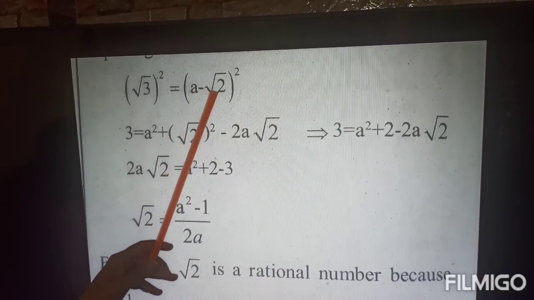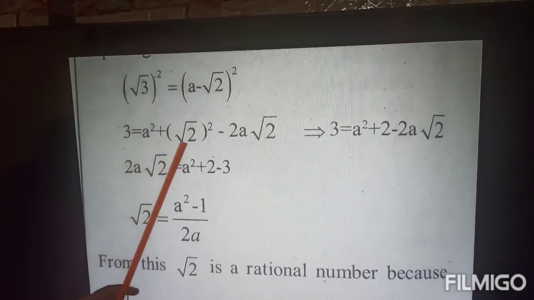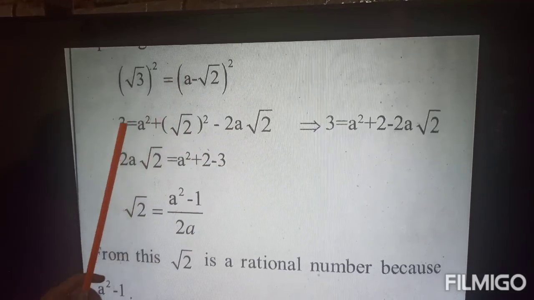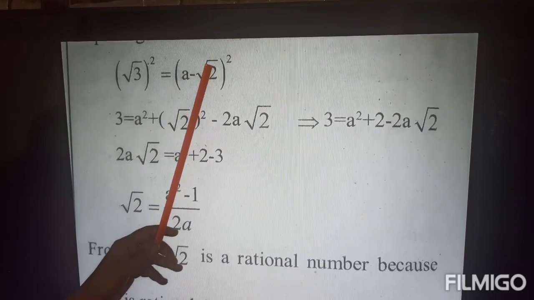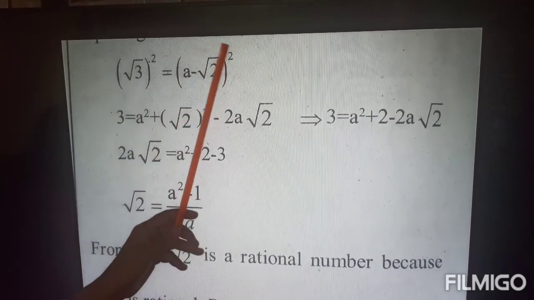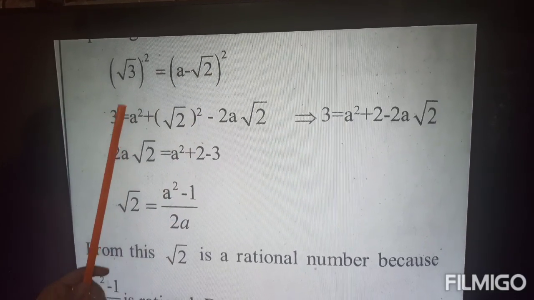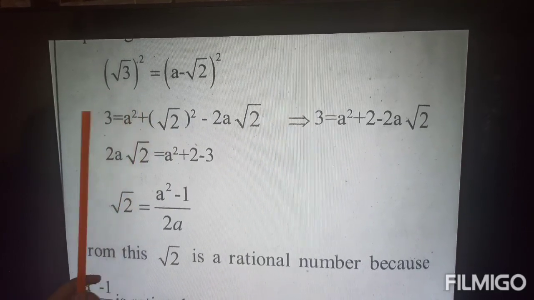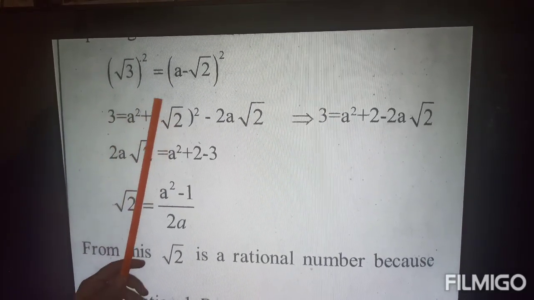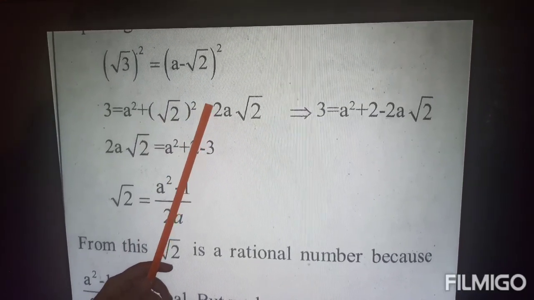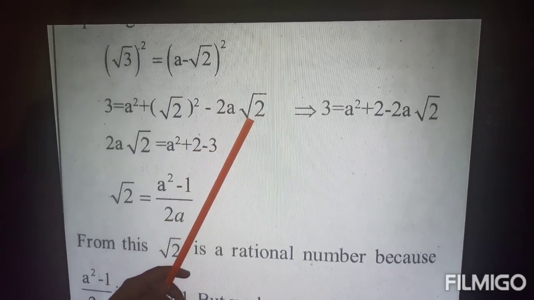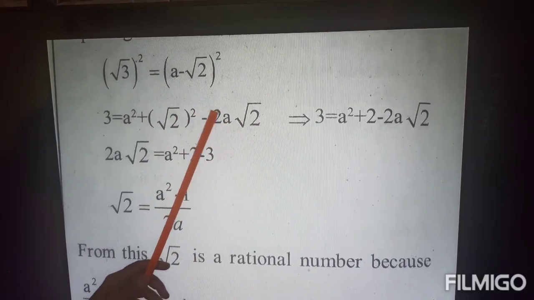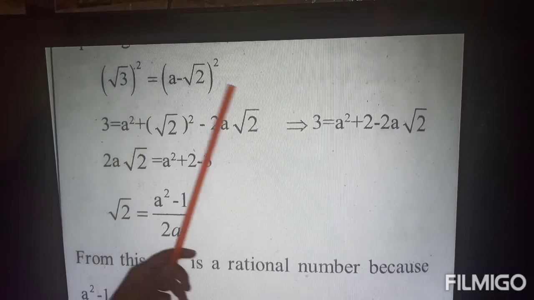(a minus b) whole square means a square plus b square minus 2ab. Here a means a only, b means root 2. First term is a, second term is root 2. So a square plus root 2 whole square, minus 2 into a into root 2. Root 2 is the second term, a is the first term, 2 into first term into second term. This is according to the formula.